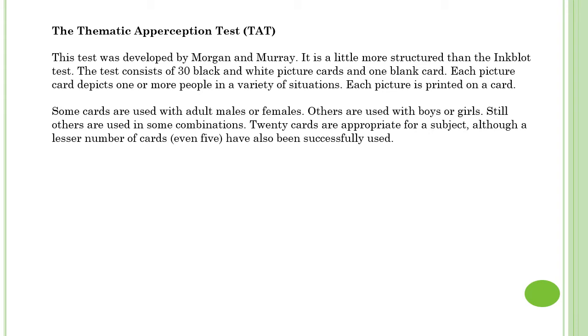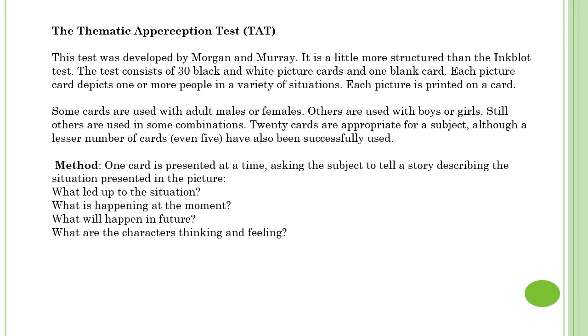And there are also lesser number of cards, that means even with 5 cards also it can be analyzed very successfully. Okay, so in a way all these cards are used in a combination, and there are some selected cards which are used only with adult males or females, and some are used with only boys or girls, but we can use both in some combinations. So let us see the method.